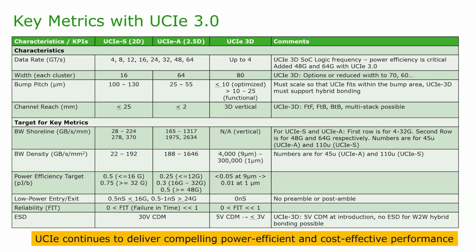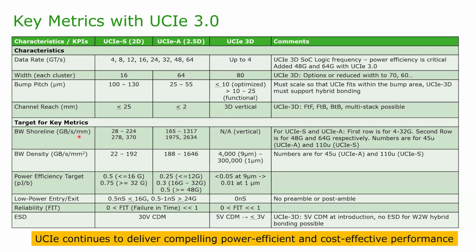We support, as we have talked about, a wide range of bump pitches. For 2D, it is 100 to 130 micron. For 2.5D, it is 25 to 55 micron. And for 3D, it is 9 micron down to 1 micron, right? So that's the third row over here. And then this is the channel reach, 25 millimeter, 2 millimeter. And for 3D, it is practically 0.